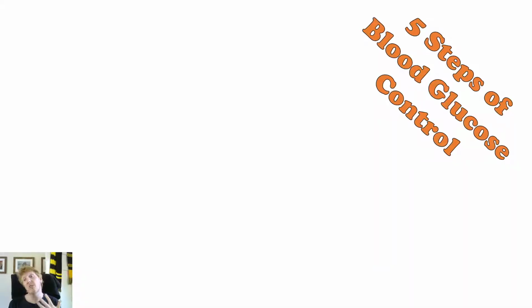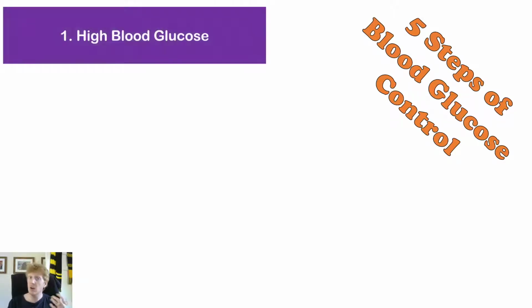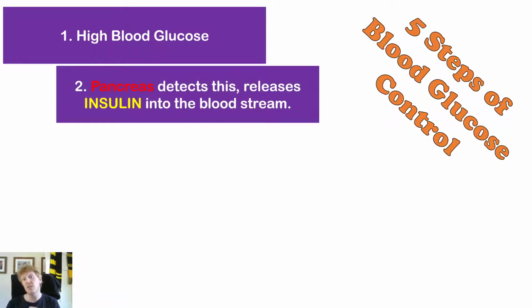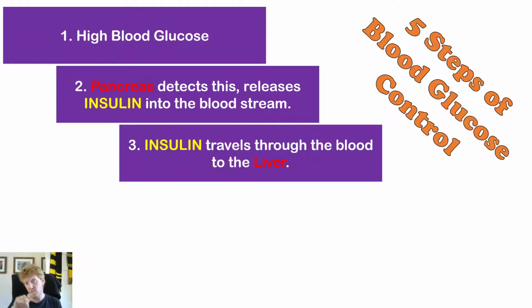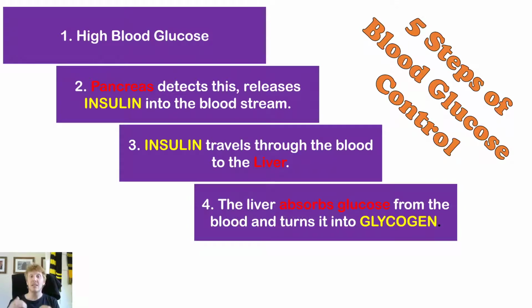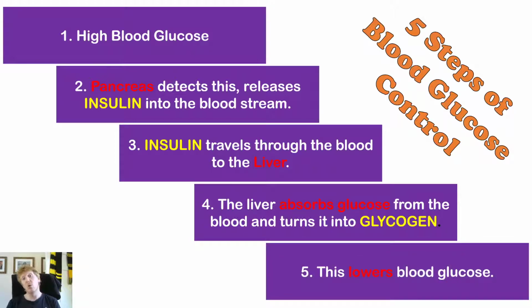Okay, so there are 5 steps for blood glucose control. Because we've just eaten, our blood glucose levels have increased. So we've got high blood glucose. All right, and step number 2, what's going to happen is the pancreas is going to detect this high glucose and release a hormone known as insulin into the bloodstream. This insulin is then going to travel through the blood until it reaches the liver. The liver is going to detect this insulin and go, oh, hey, insulin, I need to absorb glucose and turn it into glycogen, right? Which will lower blood glucose. And those are the 5 steps you need to know, broken down as simply as possible.